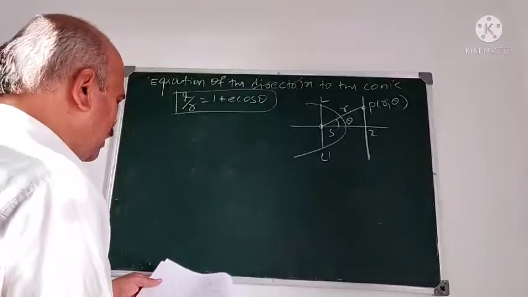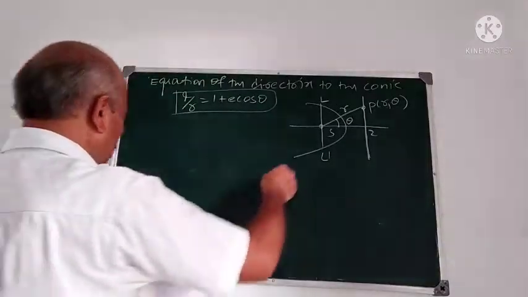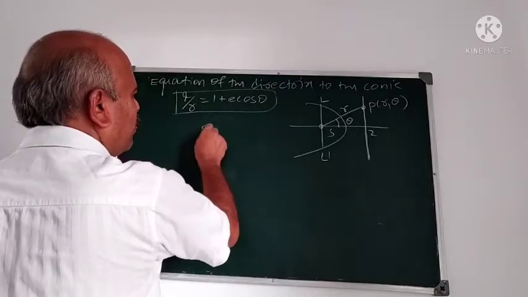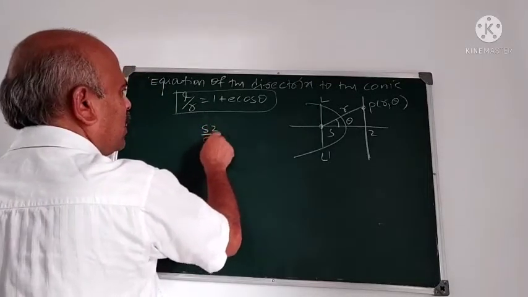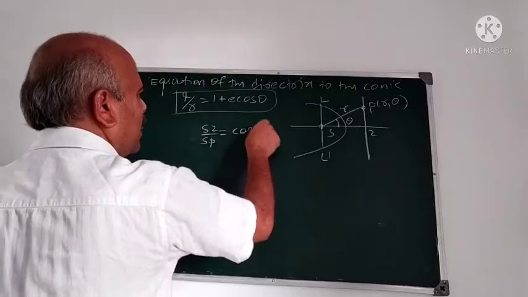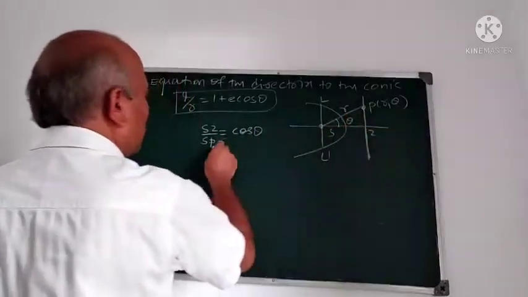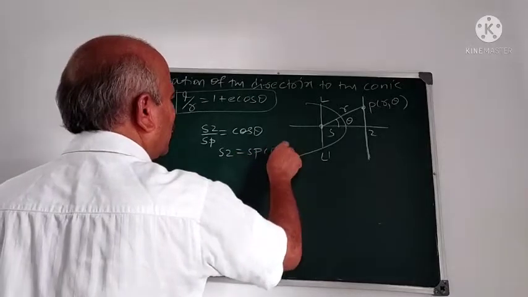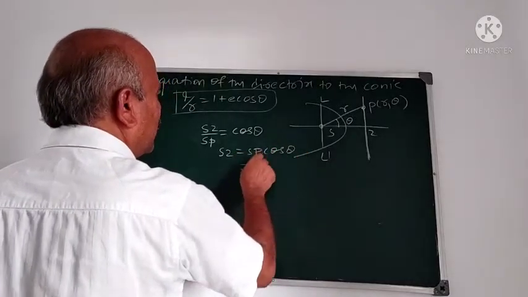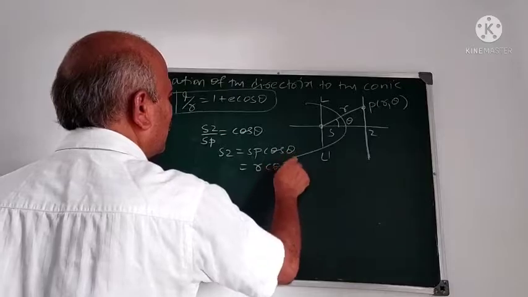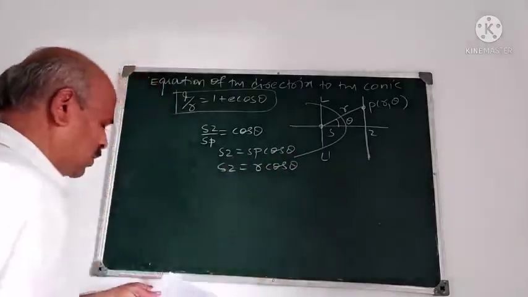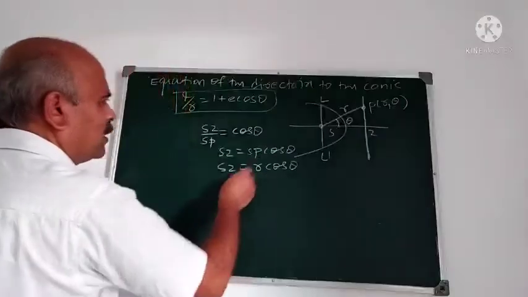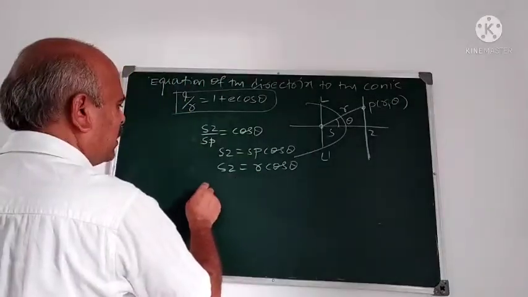Now from the figure, SZ upon SP is equal to cos theta, correct? Therefore SZ is SP cos theta. SP means r, so SZ is r cos theta. But what is SZ? So I find out SZ here.